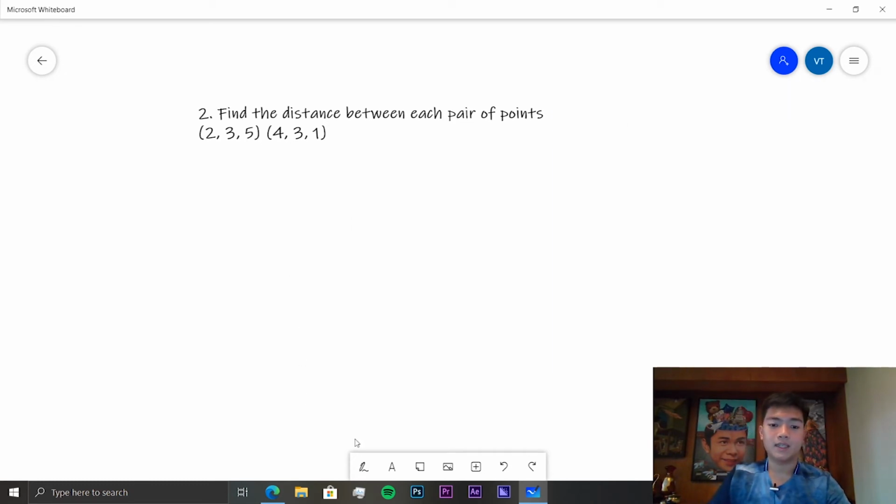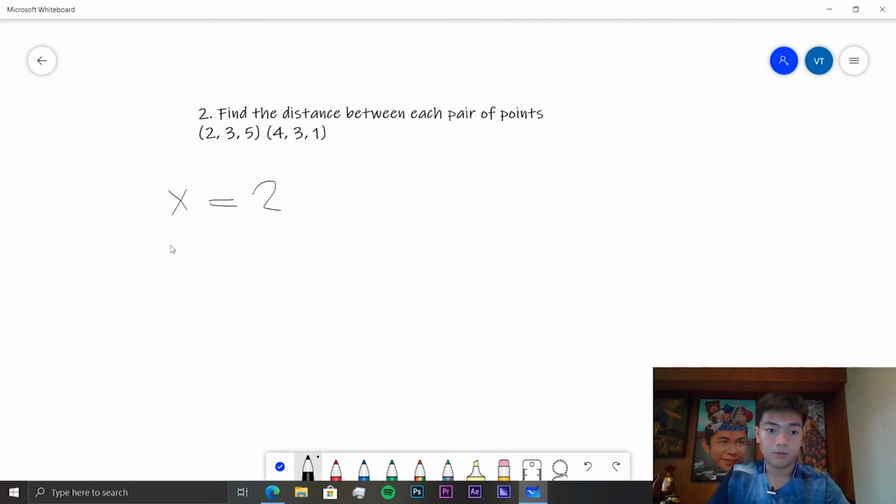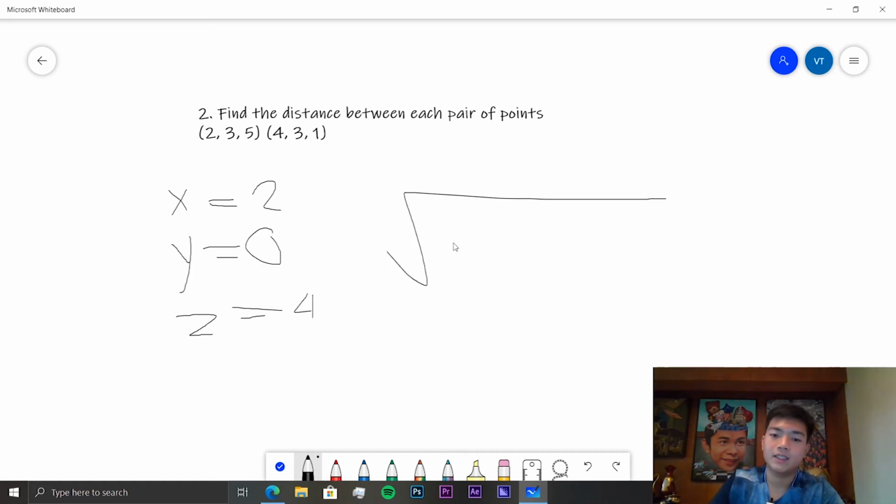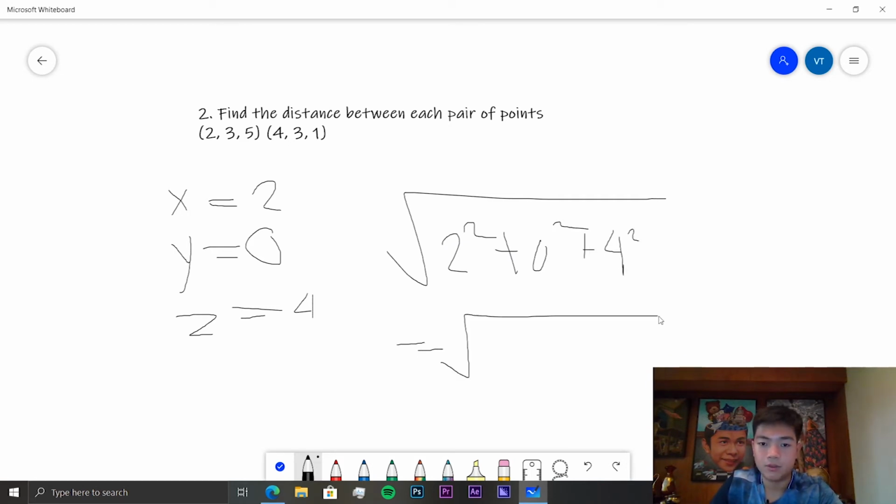So we need to get the x value. The x distance is equal to 2, the y distance is equal to 0, and the z distance is equal to 4, or -4. So the total distance is the square root of 2 squared plus 0 squared plus 4 squared. So this is equal to 4 plus 16, or the square root of 20, which is 2 square root 5. So that is the distance between these 2 points.